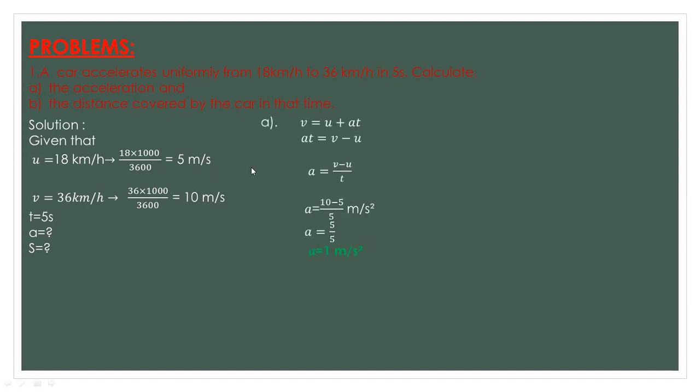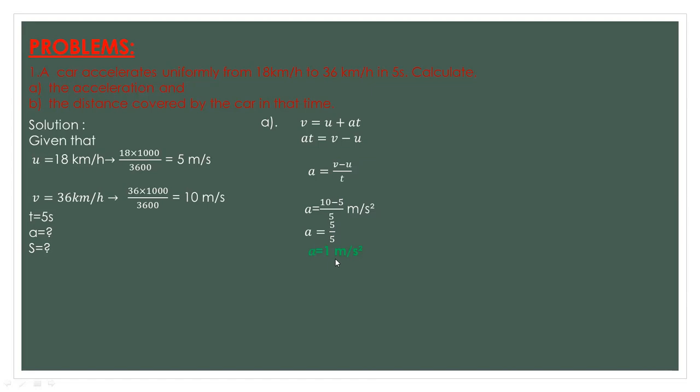So by using the equation, that is v is equal to u plus at. We need acceleration. Send u to the LHS, it should become negative. Then at is equal to v minus u. Then a is equal to (v minus u) by t. Substitute the values of v, u and t here. a is equal to (10 minus 5) divided by 5 meter per second square. Then a is equal to 5 divided by 5. Then the acceleration of the object is 1 meter per second square.